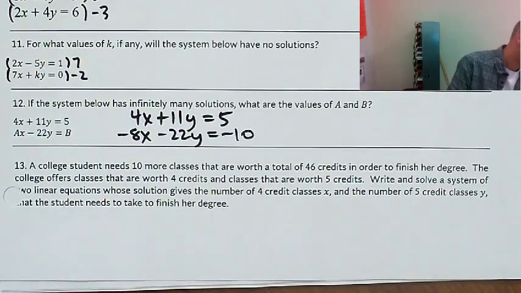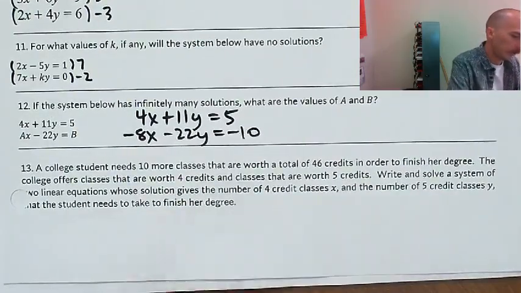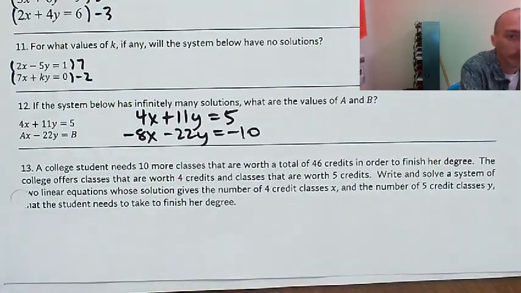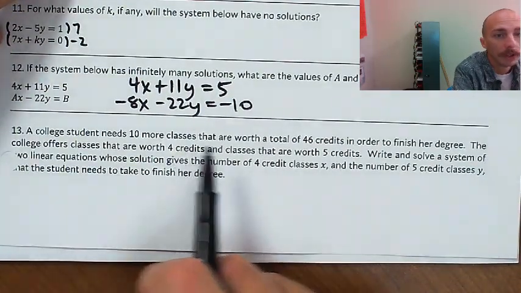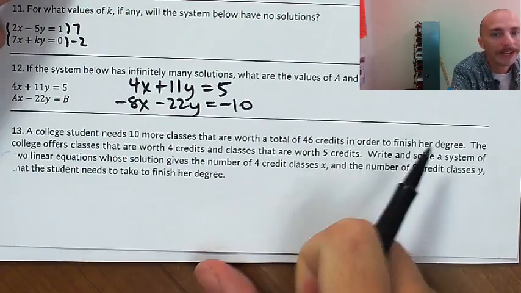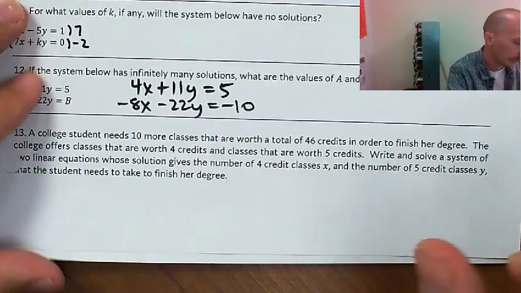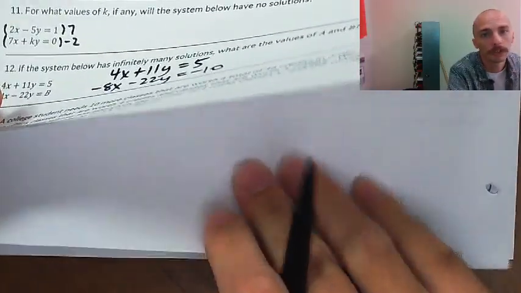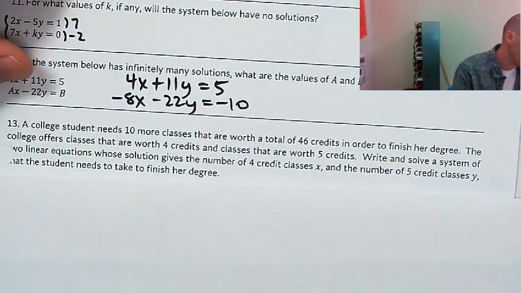Last problem is, I think, a college student who is going to need 10 more classes that are worth a total of 46 credits in order to finish your degree. The college offers classes that are worth 4 credits and classes that are worth 5 credits. We're going to write and solve a system of linear equations that gives me basically the exact number of each course that she needs to take to graduate, hopefully with a minimum amount of effort.